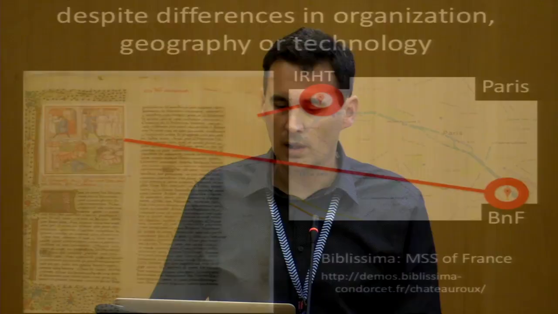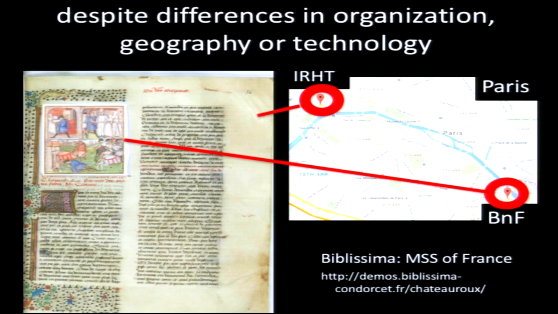Based on the work that our colleagues at the BNF and Biblissima have done, you can actually deliver these materials together from two different sites in two different technology stacks from two different institutions, each continuing to hold their collections, but actually these are unified for scholarship once again.